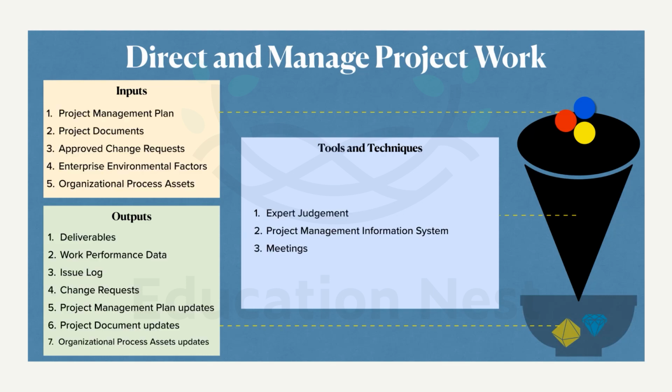So let's quickly see what the outputs are. Okay, deliverables. Deliverables, I think we have already learned this term before. These are usually the outcomes of the project. So it could be a product, it could be a service, it could be a result. We learned it before. Work performance data, the second point, as I just said before, this is to support the controlling processes. It usually involves data logs, the KPIs, the status of delivery, such things.